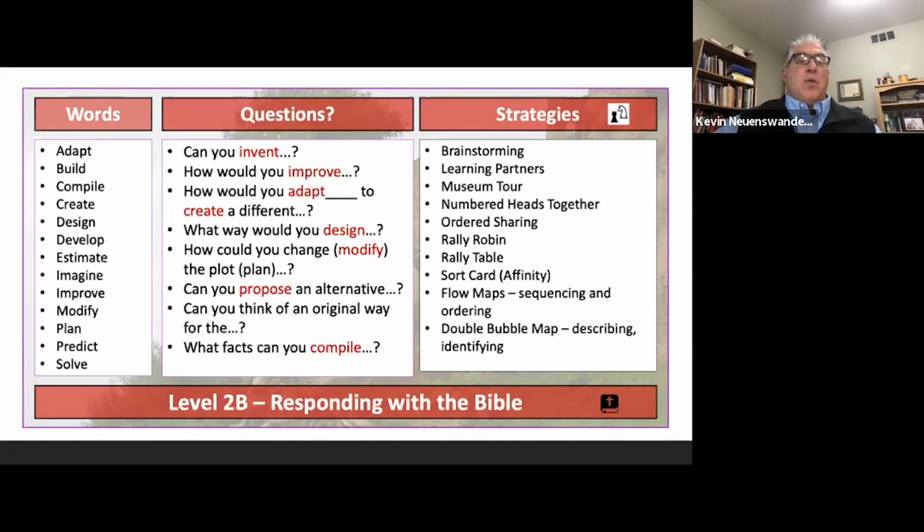Keywords: adapt, build, compile, create, design, develop, estimate, imagine, improve, modify, plan, predict, solve. Some of the key question starters: Can you invent? How would you improve? How would you adapt blank to create a different blank? In what way would you design? How could you change or modify the plot or plan? Can you propose an alternative? Can you think of an original way for the blank? And what facts can you compile? Some of the strategies are the same.